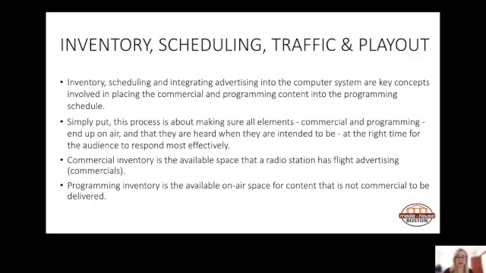So we have someone, a traffic scheduler, who literally sits in the afternoons or whenever they sit, takes all the new ads that have come through and puts them onto the system at the correct times that they should be playing. So commercial inventory is the available space that a radio station has to flight advertising or commercials or spots, whatever you want to call them. Programming inventory, on the other side, is the available on-air space for content that is not commercial to be delivered. Okay, so we have commercial inventory and we have programming inventory.